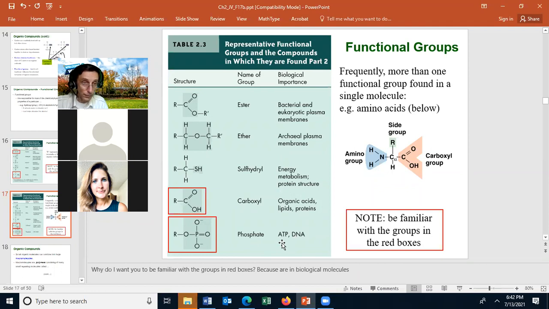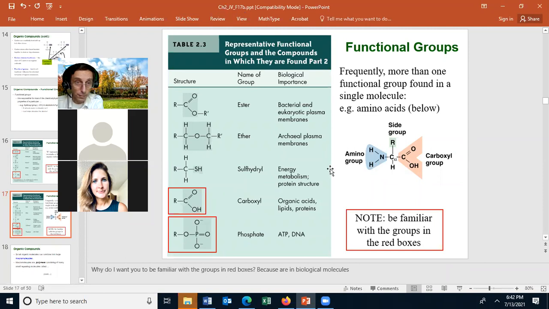Now, why do you think I want you to know the functional groups that are in the red boxes, like carboxyl and amino? Anybody? Because they're biological molecules. Yeah, these are the functional groups that are important in the biological molecule. And we'll talk a little bit about them when we're talking about the biological molecules.